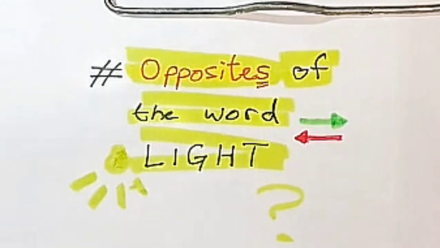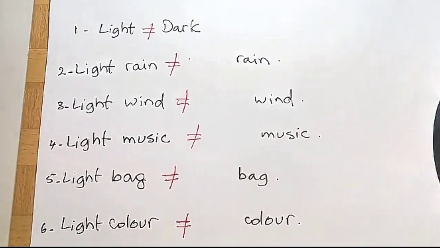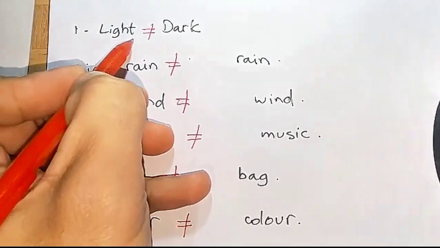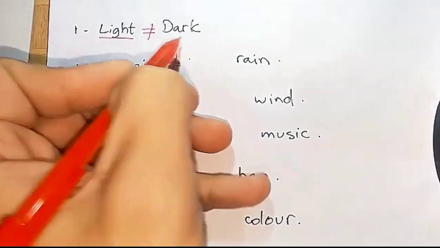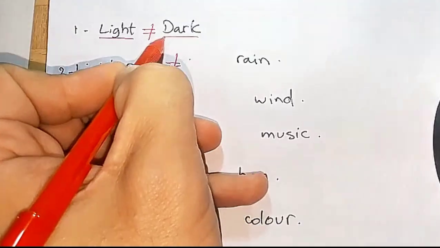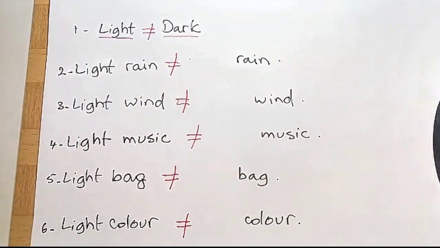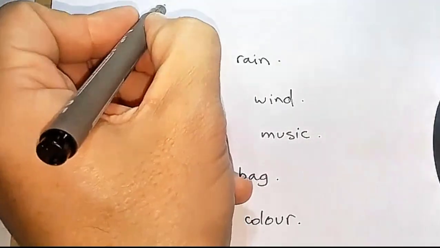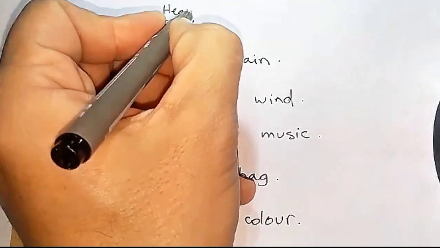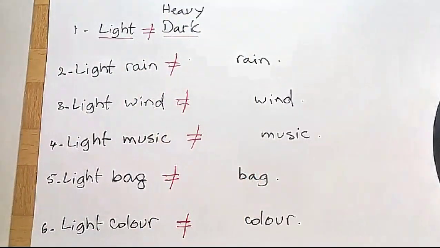In today's lesson, we will see some opposites of the word light. First, light as a noun. The opposite of light is dark. This is when the word is a noun. When it's an adjective, the opposite is, can you say it? Yes, I heard you. It's heavy. Very good. Something light is the opposite of something heavy when we talk about the weight.